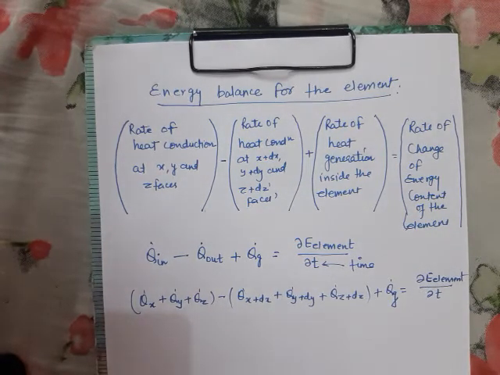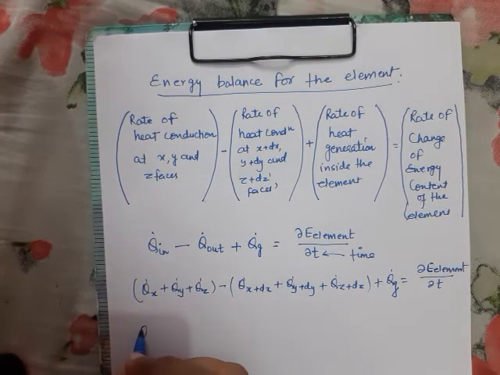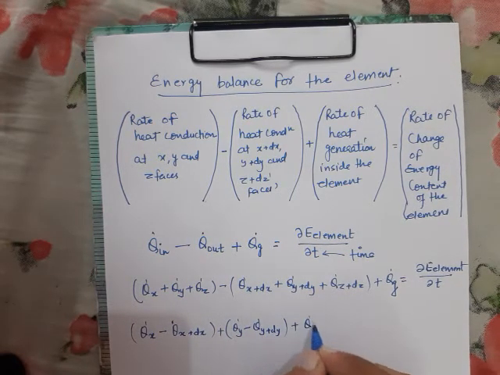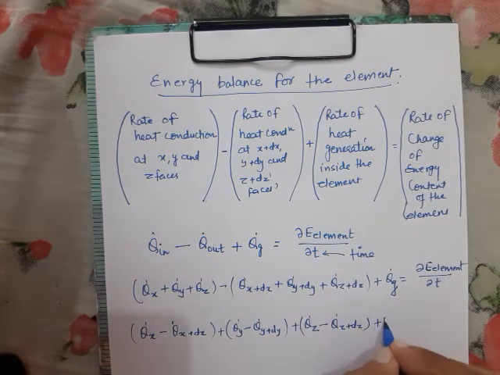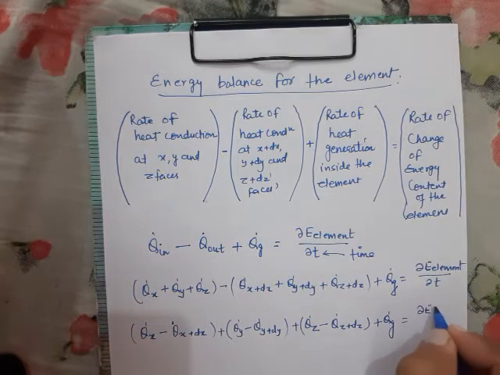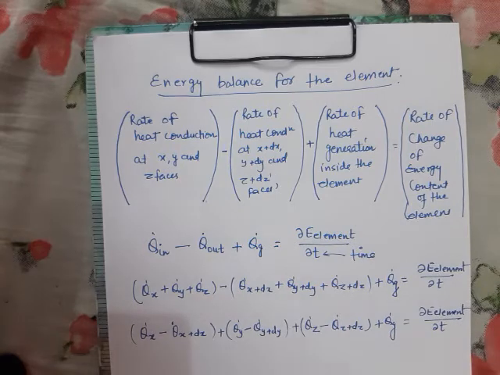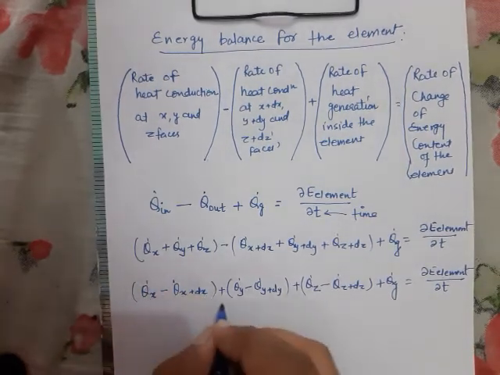Now I can write this equation in a different manner. Please note, I am taking this as Q dot X minus Qx plus dx. Likewise, Q dot Y minus Qy plus dy, Q dot Z minus Qz plus dz, plus Q dot G is equal to the rate of change of energy content of the rectangular volume element. Now I need to write expressions for these quantities.